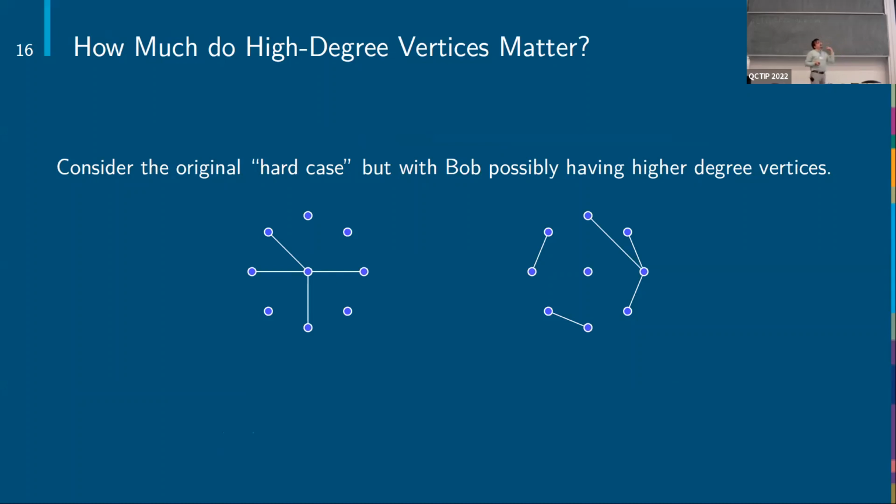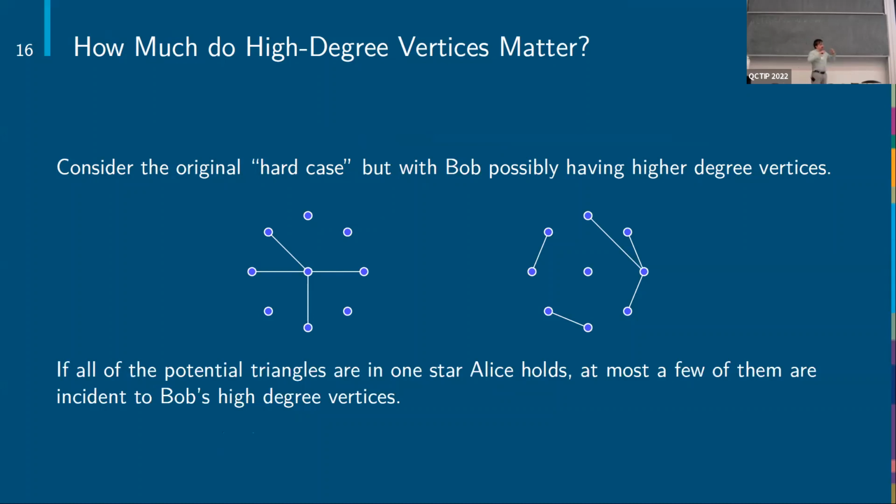So in this case, I claim that if Bob just deleted all of his highest degree vertices, that actually couldn't hurt his estimator very much. The reason is that all of the potential triangles are formed by wedges going through this one high degree vertex Alice has, and they're all edge disjoint. No two of them can touch the same high degree vertex that Bob has.